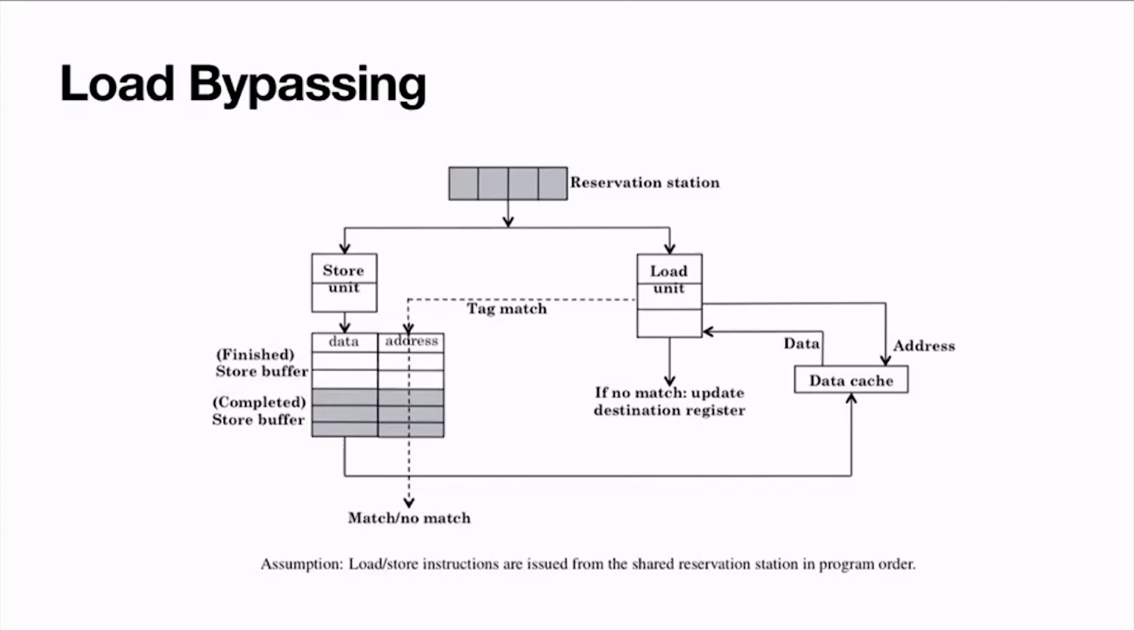If there is no match, then we read the data from the data cache and update the destination register and then proceed further. But if there is a match, then we cannot proceed further.